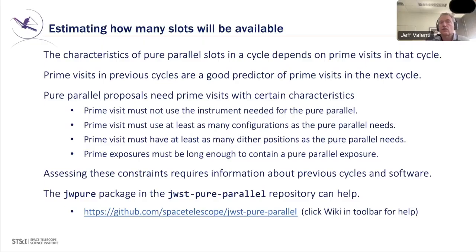Assessing those constraints requires information about what happened in previous cycles, and it requires some software. I mean, a table just won't cut it. So that's what this JWST Pure Parallel package, or JWPure package, will help do. You have to do a little bit of Python, but not a lot. So as long as you have a little bit of Python knowledge, you'll be good.